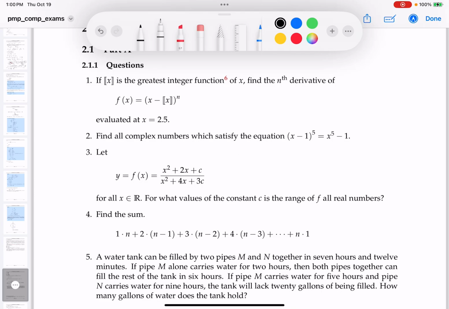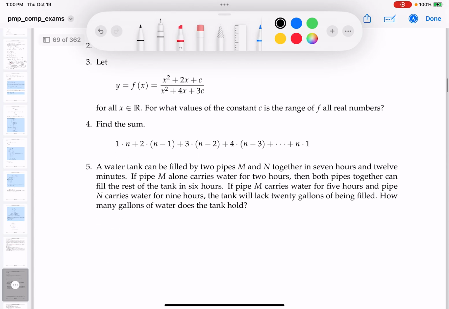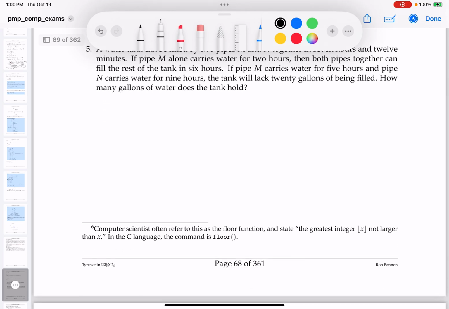Okay, for number one, they say the greatest integer function. There's a footnote there in case you didn't know what that is. And by the way, if you didn't know what it is, you might have a tough time doing the problem. So it's also referred to as a floor function, and there's other notation for it.